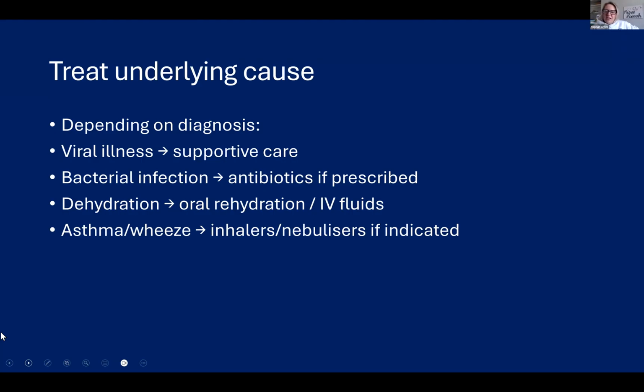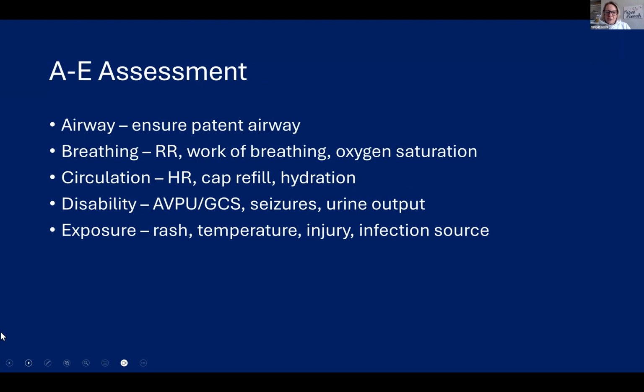We need to manage dehydration, so this is increasing or managing oral rehydration or potentially IV fluids. And if there's a respiratory cause, so sometimes if the child's got asthma and an underlying respiratory cause, we're obviously going to treat those breathing difficulties as well with our inhalers. So in terms of your OSCE exam, so A2 assessments, we're going to still complete the same A2 assessment we do in the other APIEs.